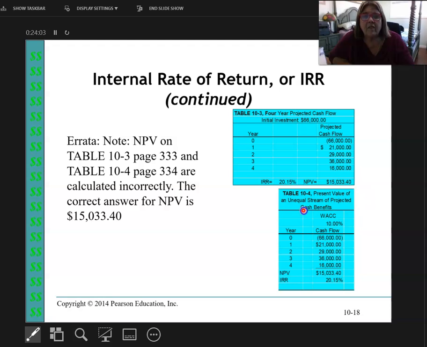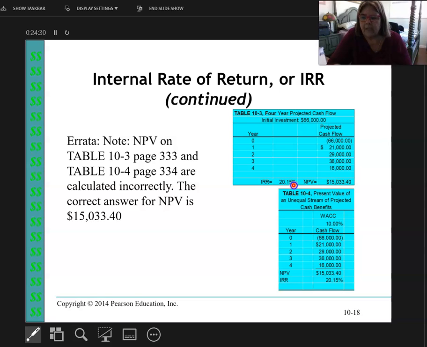Okay, and this is the present value of unequal payments. Take a look on page 333, or look at table 3, table 4. Okay, these tables are there. It says what's in the book is actually printed incorrectly. So basically, you end up getting the 20.15%.